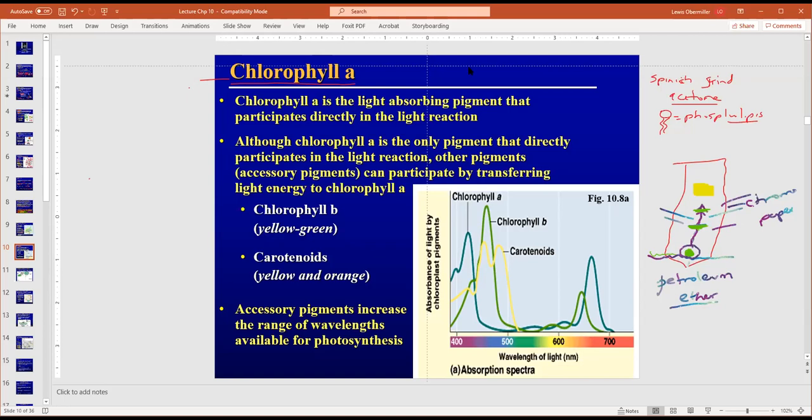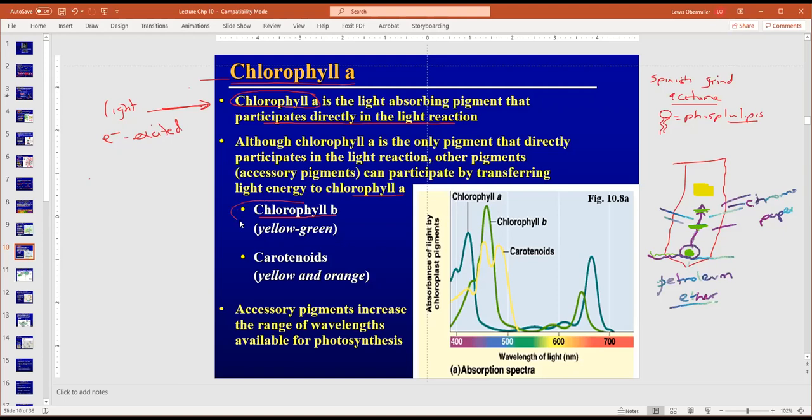We have to do it that way because these different chlorophylls are so similar molecularly that they almost weigh the same, so you can't use a centrifuge or anything like that. In a chlorophyll sample, there's a mixture of different chlorophylls. There's chlorophyll A. It directly participates in the light reaction. This is the one where light hits it and the electrons get excited.